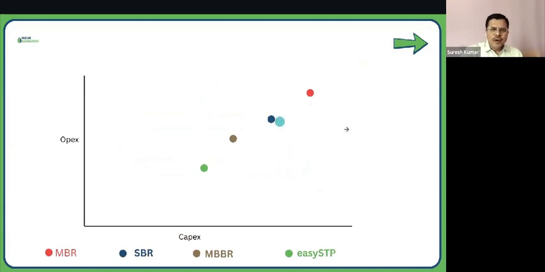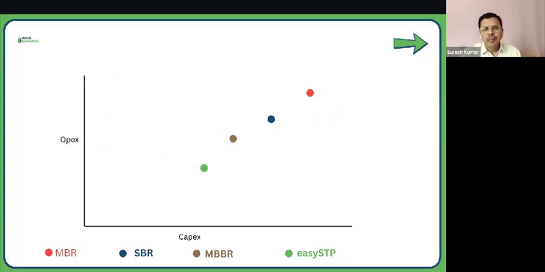Okay. So, if you look at this in the form of a graph, on our x-axis is capital cost, on our y-axis is operating cost. The highest is our MBR, the red dot, which has more capex, more opex. Why do people go for it?